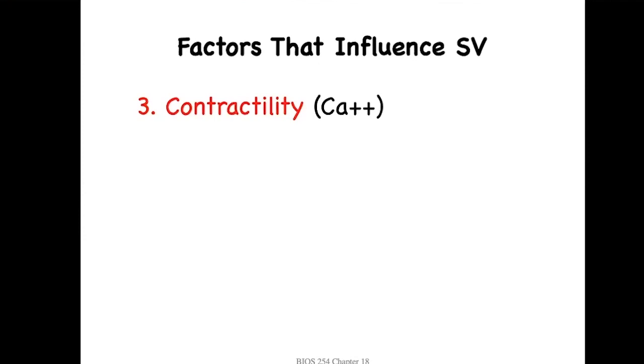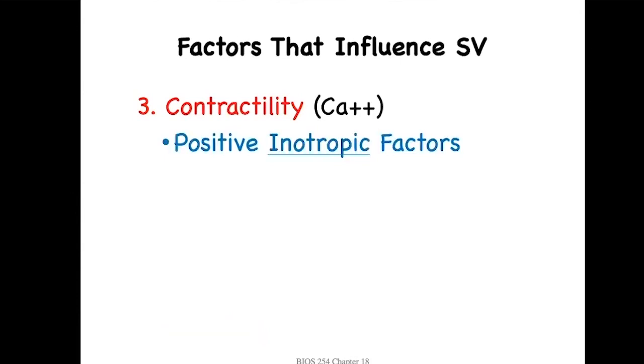Inotropic factors are factors that influence contractility. Positive inotropic factors are factors that increase contractility. In other words, these factors are going to increase intracellular calcium levels. The sympathetic nervous system, which is a branch of the autonomic nervous system, will increase intracellular calcium levels. So it is a positive inotropic factor. It's going to increase contractility.